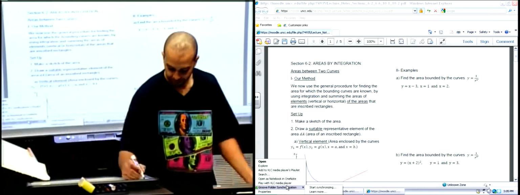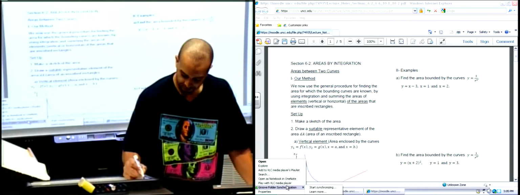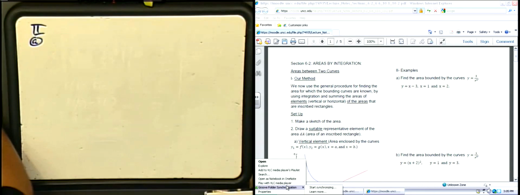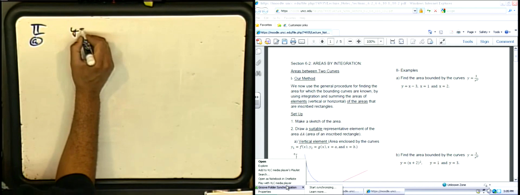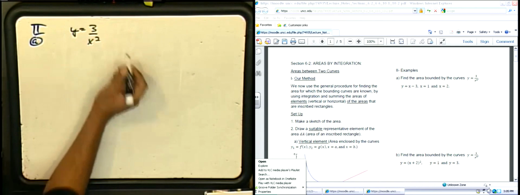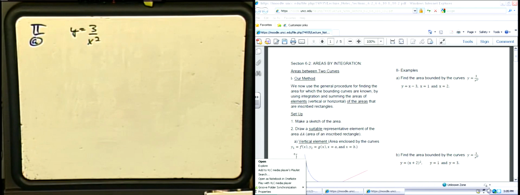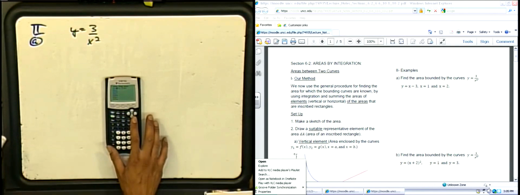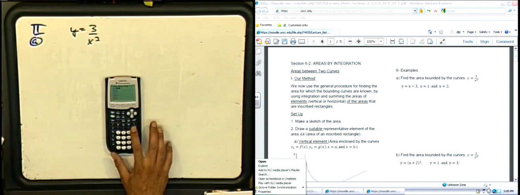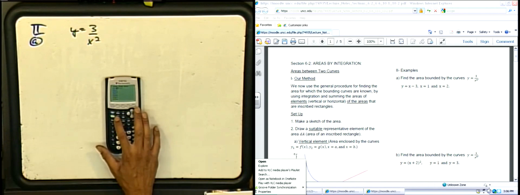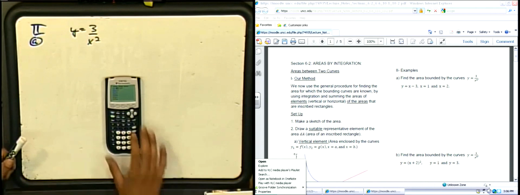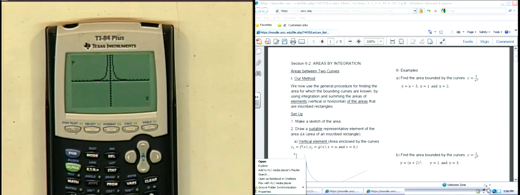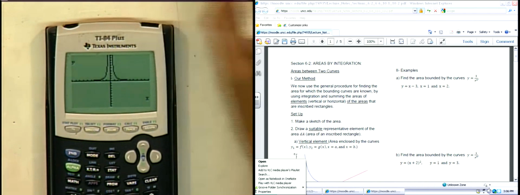This one I did already, but I think I made a mistake. So 2A from lecture notes. It says y equals 3 over x squared. Graph that. 3 over x squared. Graph. And you get something like that.